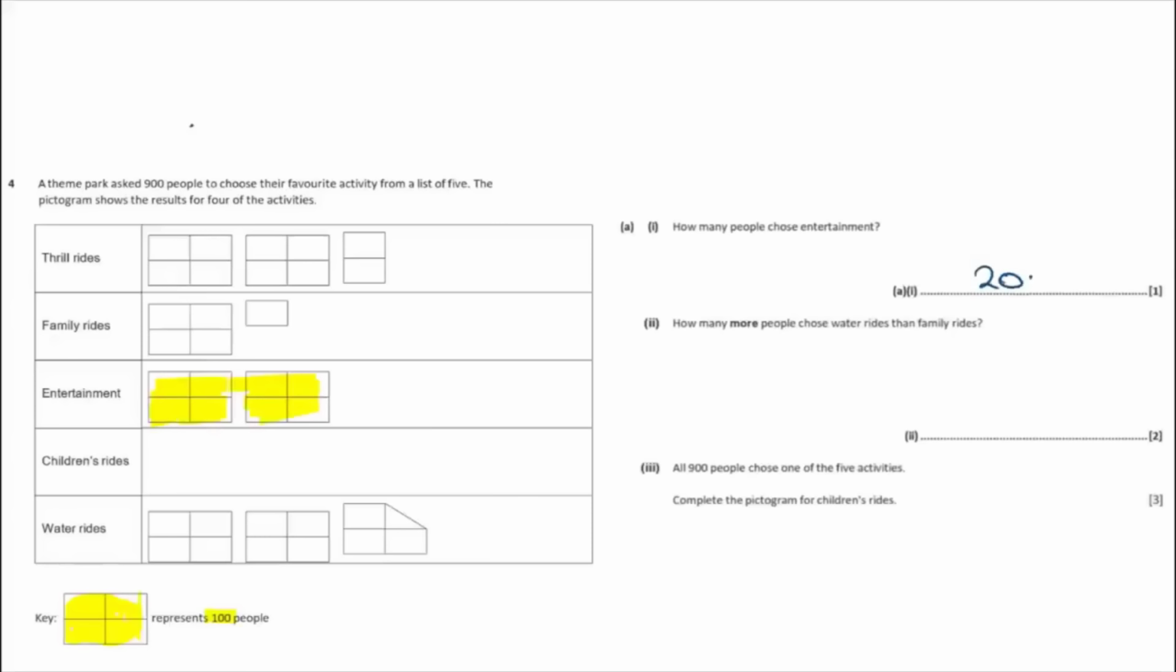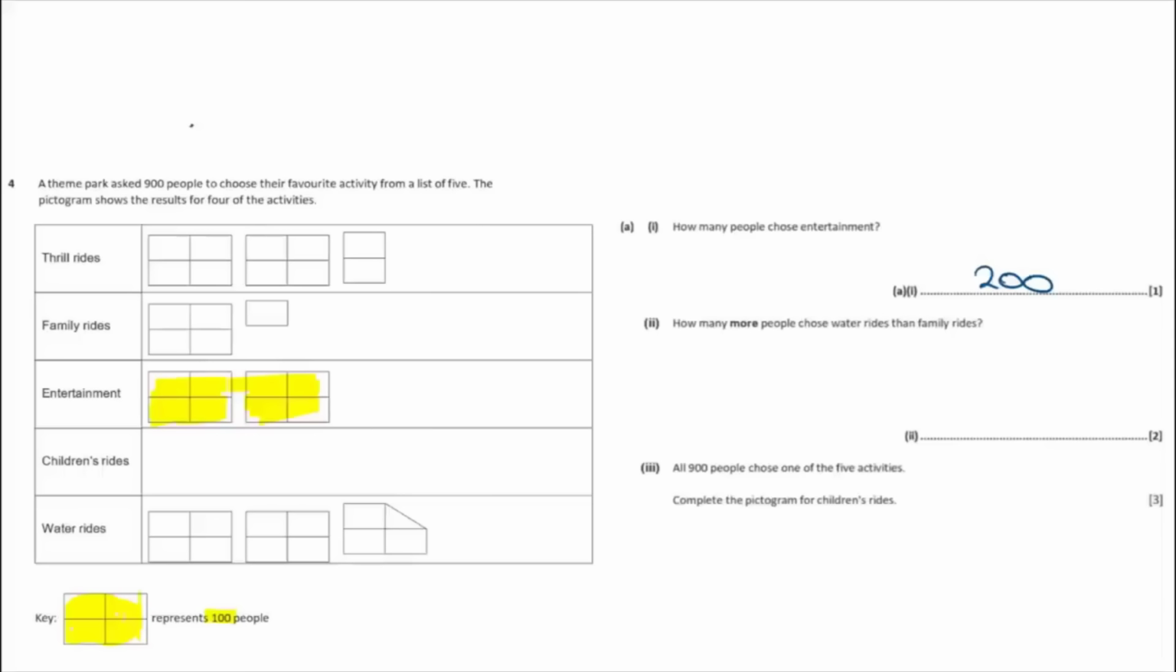It's going to be 200. Part 2 says how many more people chose the water rides than the family rides? Well, the water rides has got 2 whole of one of those grids, and then it's got this other weird one here.